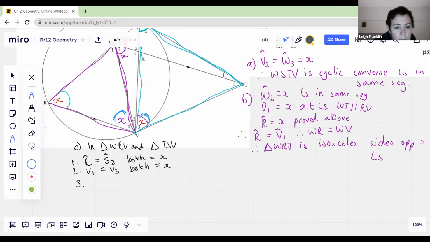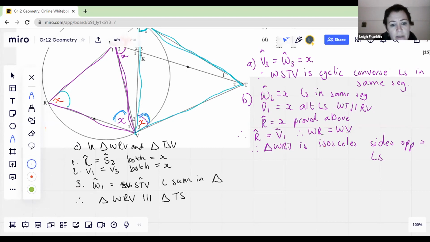Okay, angle W1 has to be equal to angle SVT. Oh, sorry, angle TSV, like that. Remaining angles of a triangle, or angle sum in a triangle. Okay, so therefore triangle WRV is similar to triangle TSV, angle, angle, angle.